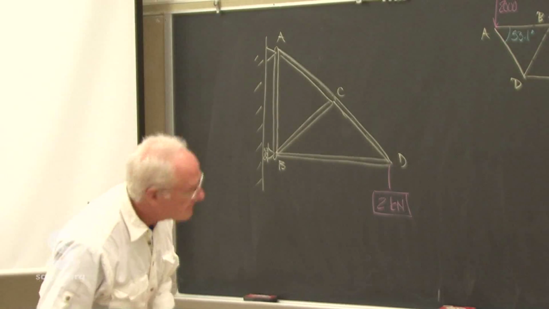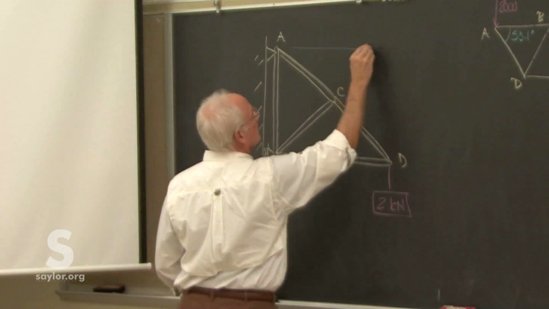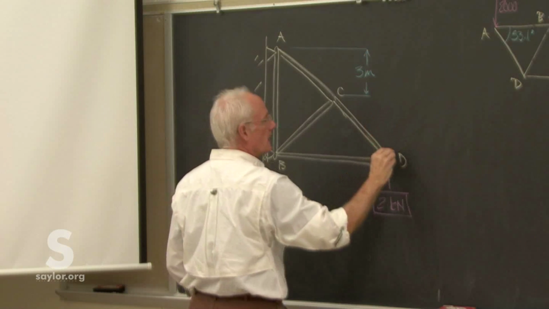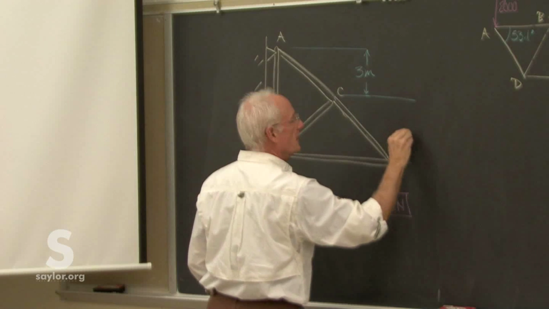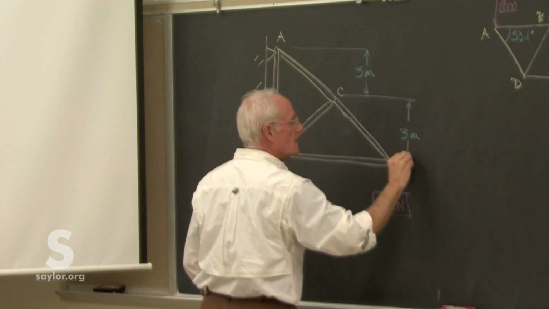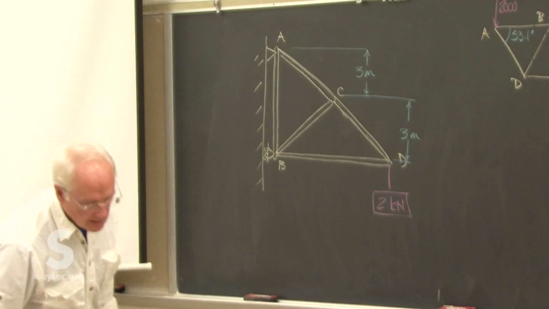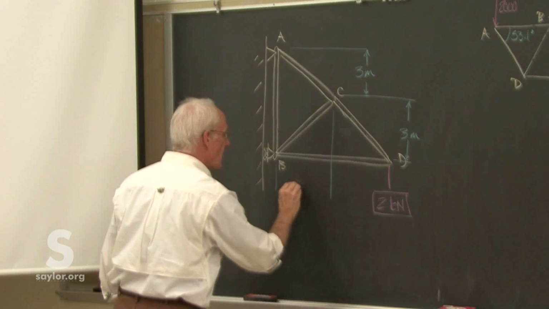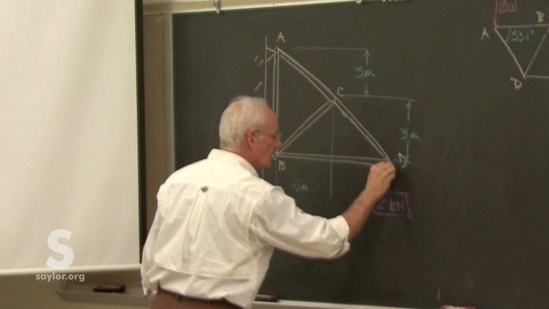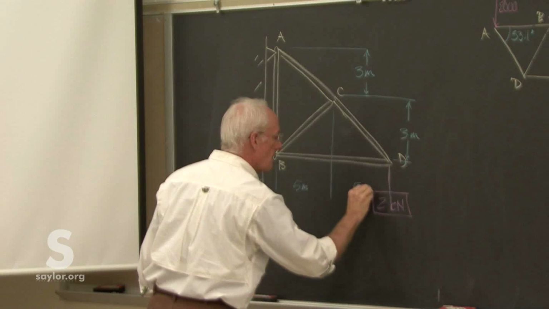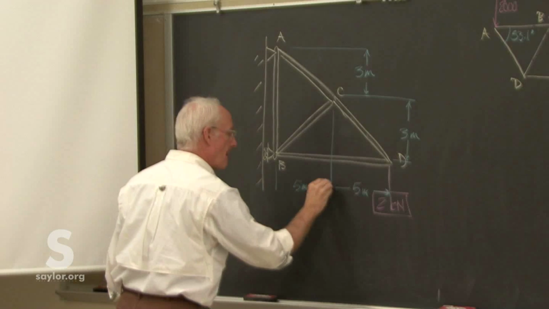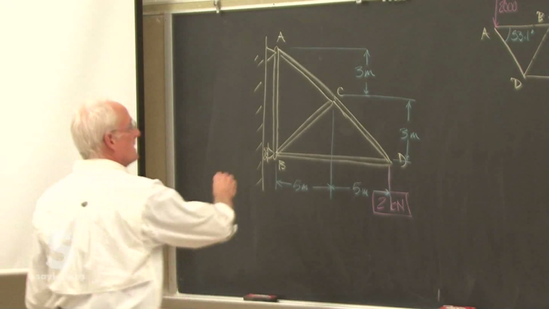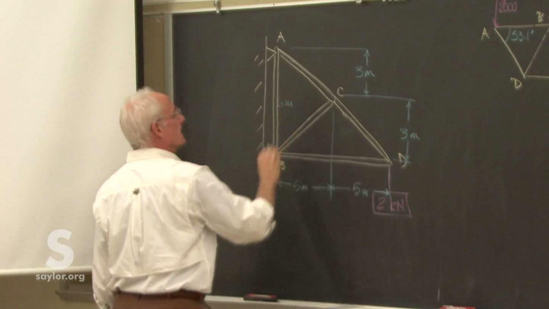And the dimensions. Three meters and 3 meters. 5 meters across there and 5 meters across there. And then this piece, oh well, it just would fall out. That's 6 meters.